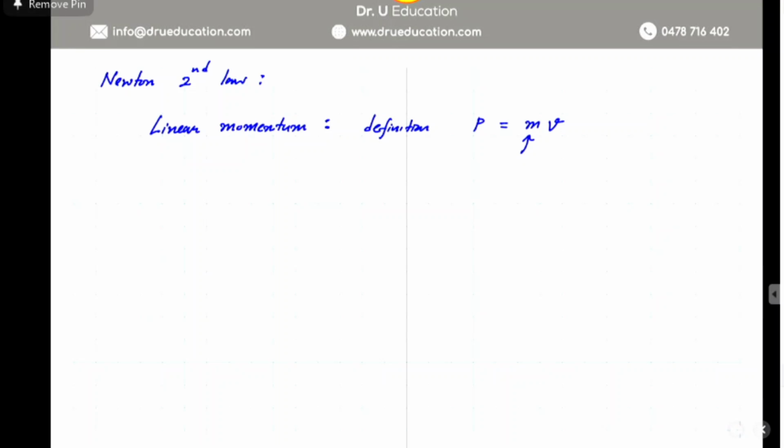m is the mass, v is the velocity. P is the momentum, linear momentum. This is the definition. Now, example.